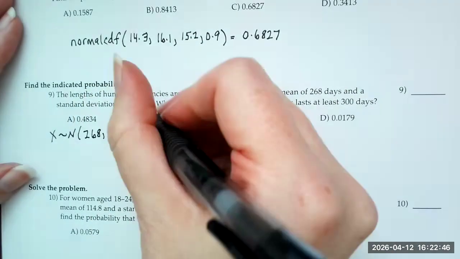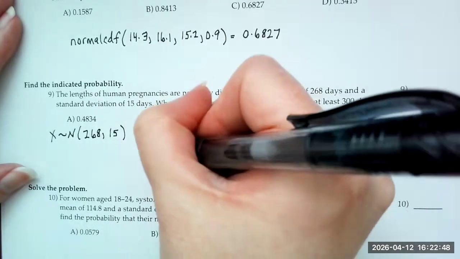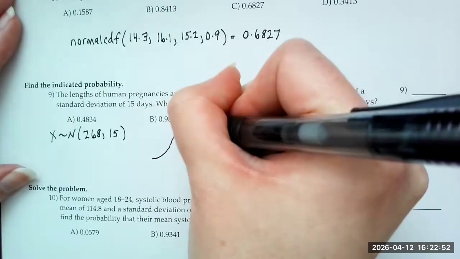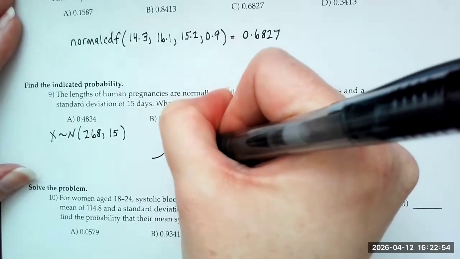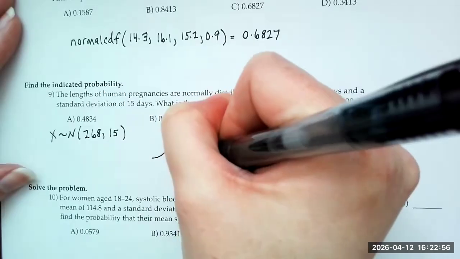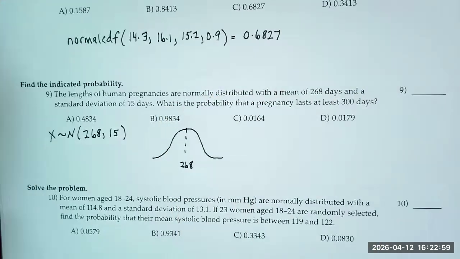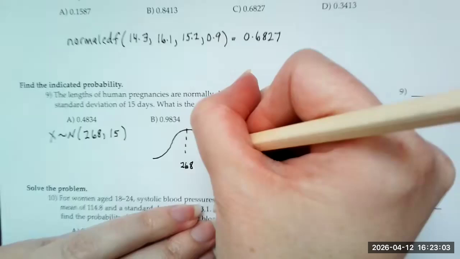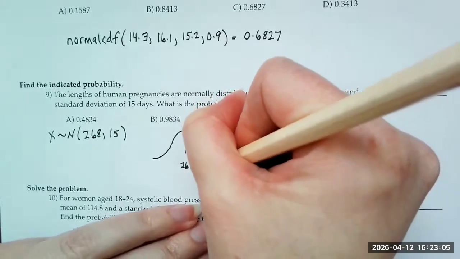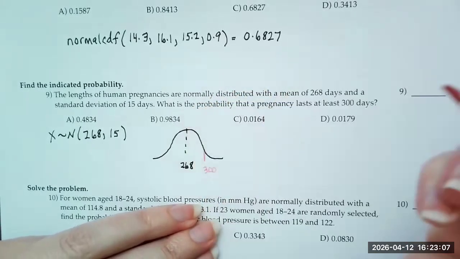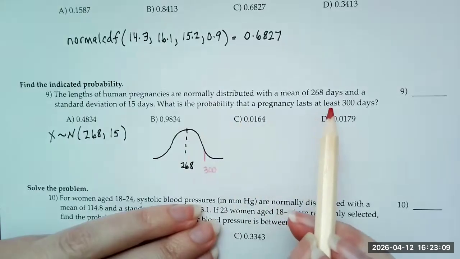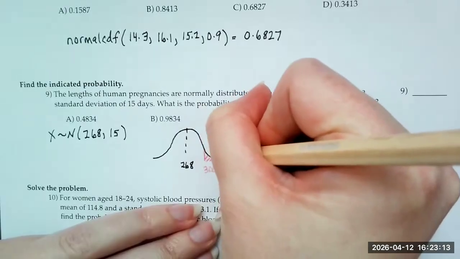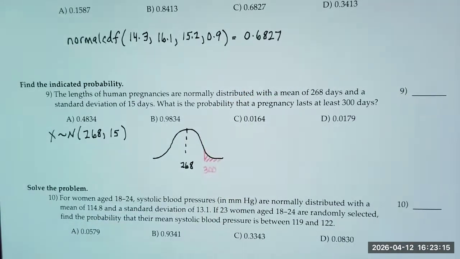So I'm going to go ahead and draw myself a sketch so that I can see where all that is in relation to the 300. Down the middle of the distribution, we put the 268. And that means that the 300 is off to the right-hand side. Since it says, what's the probability a pregnancy lasts at least 300 days, that means we want to shade above the 300, so we're going to shade in the right tail.